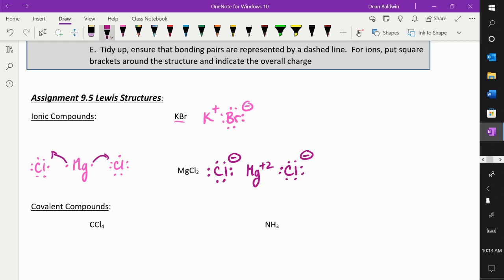Okay, so your first step is always check to see if it's ionic. If it's ionic, that's what the Lewis structures look like. Okay? If it's not ionic, then it's covalent, and then you follow a different set of rules. Okay, does everybody have that? We're just going to go through one or two examples here, and then we'll pick it up tomorrow.